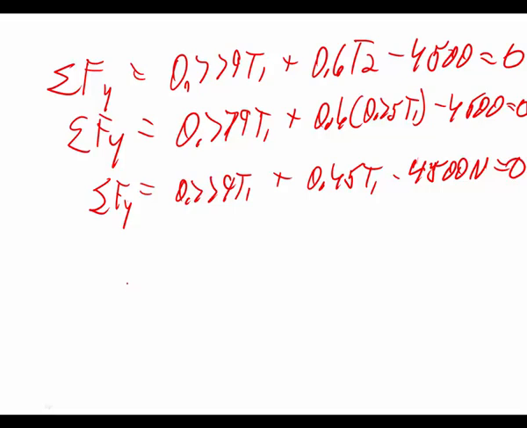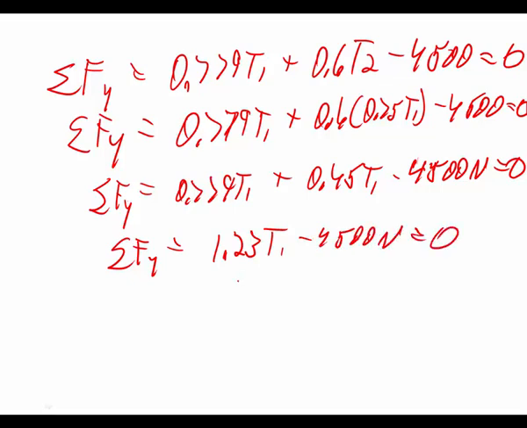0.45 plus 0.7, that's what? Plus 0.779. 779, yeah. I did write it down, right? Yeah. Sorry about that. 1.23. So we got the sum of the forces in y is equal to what? 1.23 T1 minus 4,500, right? Is equal to 0. So solve for T1.